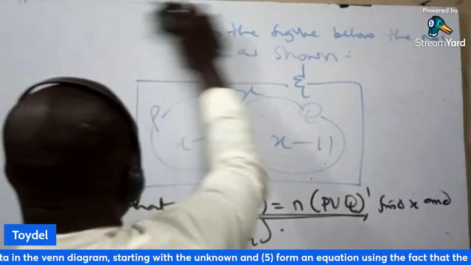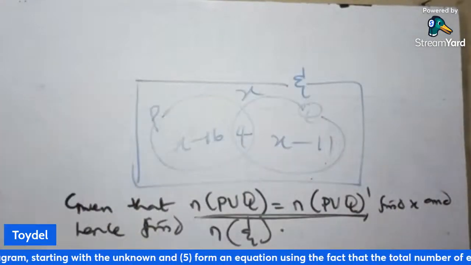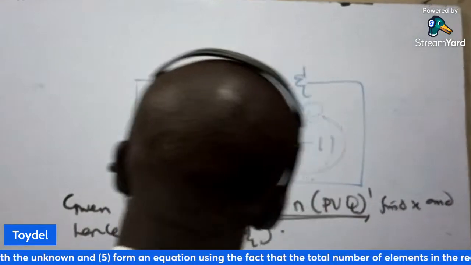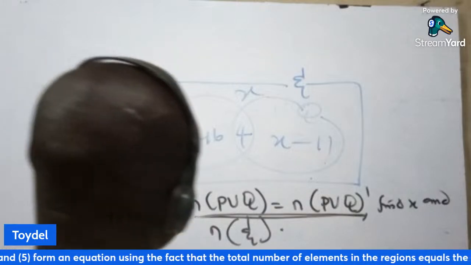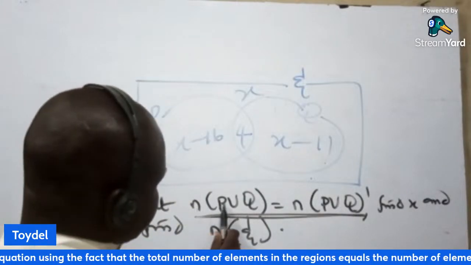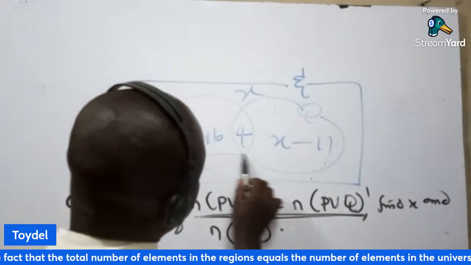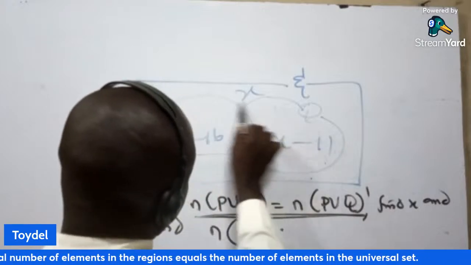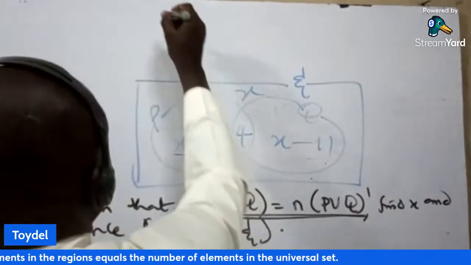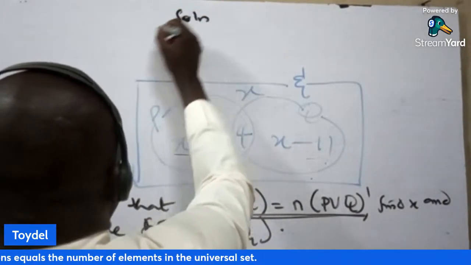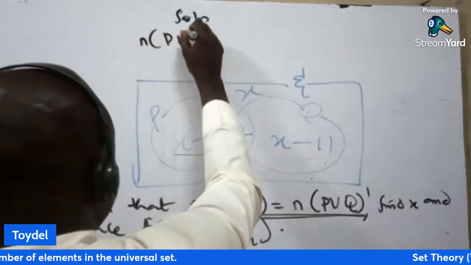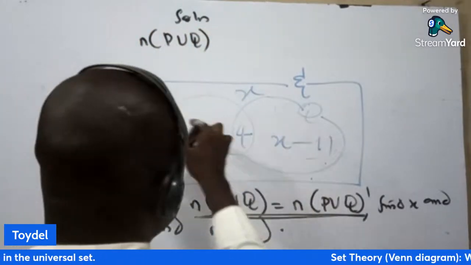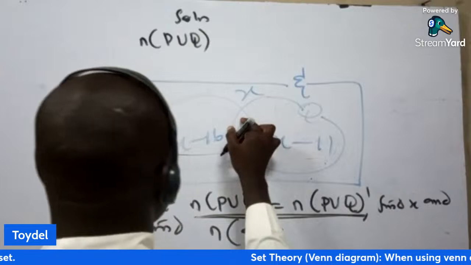That is why it is necessary to be able to represent that information in a Venn diagram. The number of P union Q simply means what you have inside P and Q. So that is the solution: the cardinality of P union Q is everything you have inside P or Q or both.